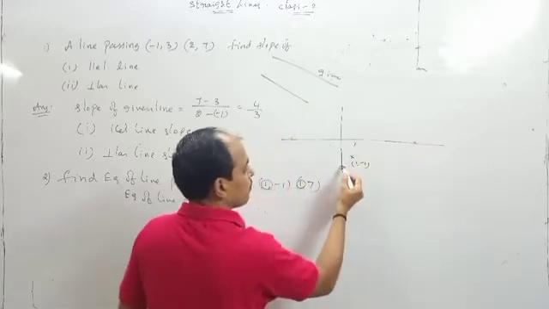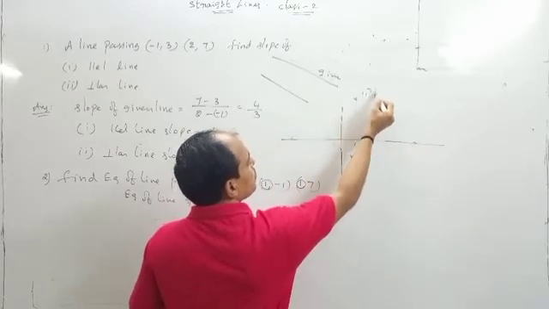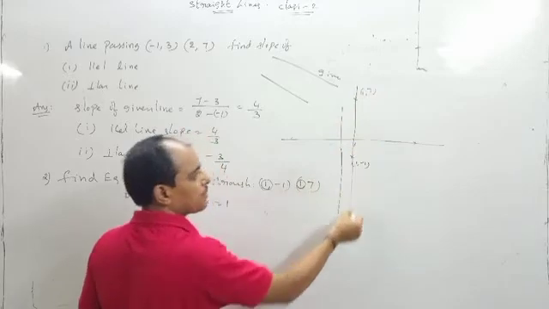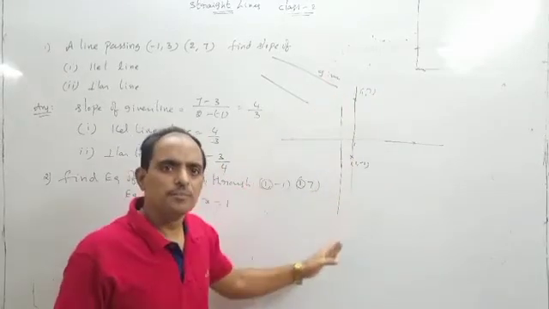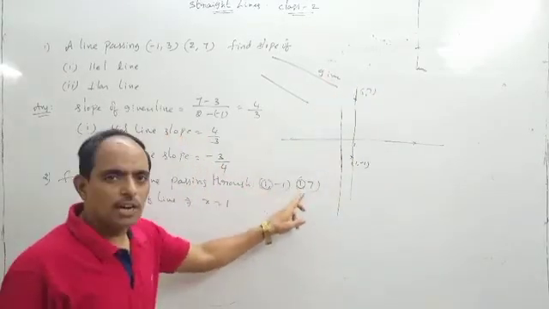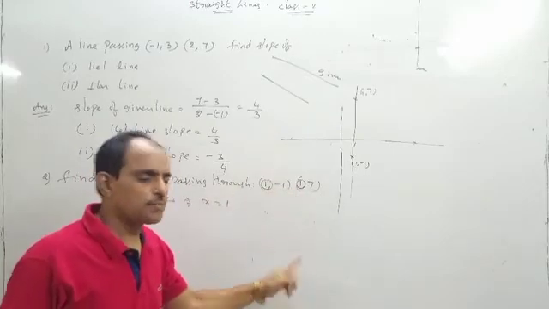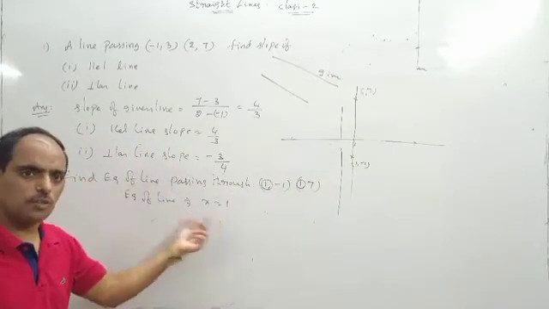x1, y is equal to, tell me, 7. This is 1 comma 7. So this will be the line, that is, parallel to the y axis. When the x values are equal, the line is parallel to the y axis. The equation comes out as x is equal to 1.